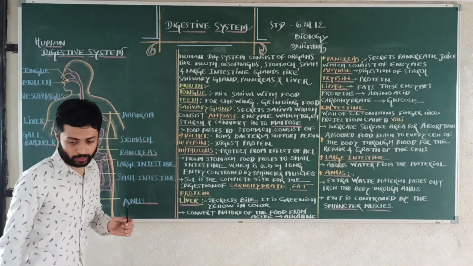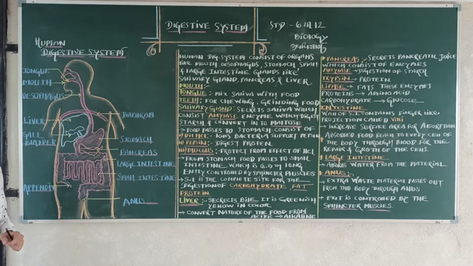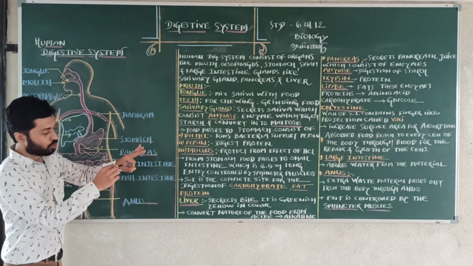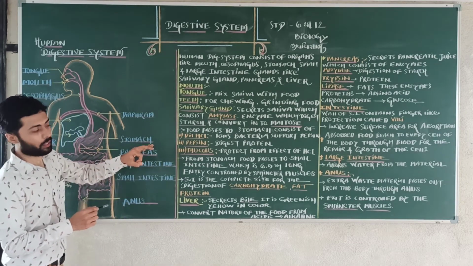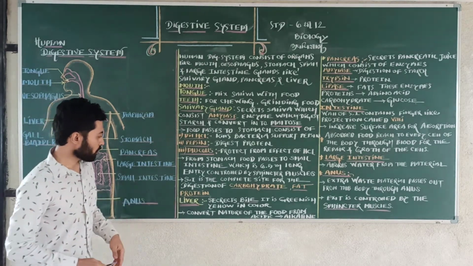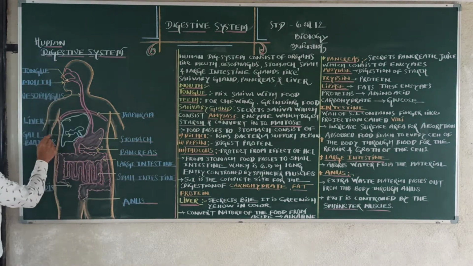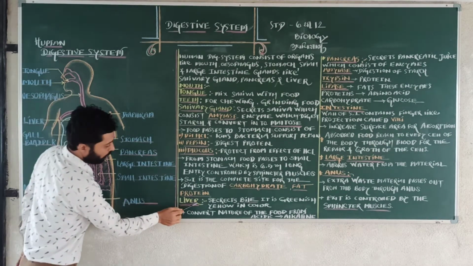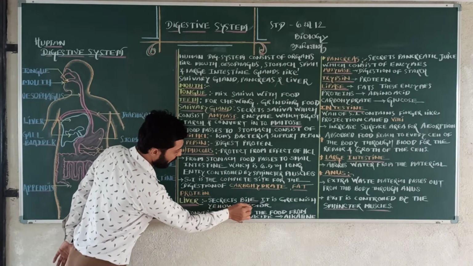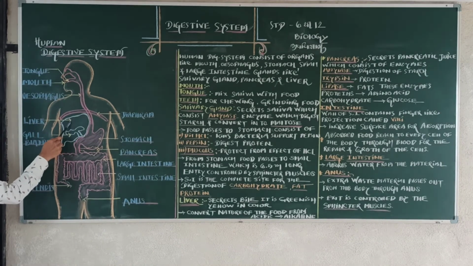Now let me inform you of one thing. The names small and large intestine are according to their diameter. Small diameter means small intestine and large diameter means large intestine. And now our second gland included in this system is the liver. The liver secretes bile, which is greenish yellow in color, and the storage of this bile is done in the gallbladder.